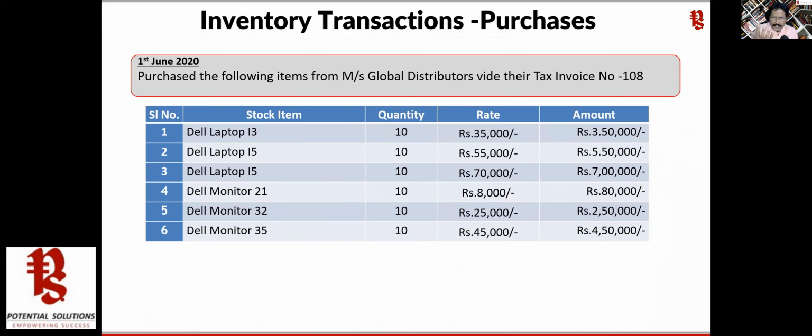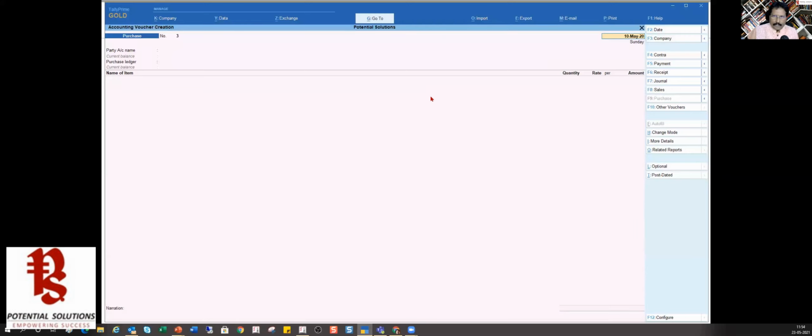Now, if you take the Global Distributors invoice, you will see that the item is going to be there, quantity is going to be there, rate is going to be there, and the amount is also going to be there, exactly the replication of the physical invoice that you are having. For you to make an entry, Tally gives you an interface where you can enter exactly like the physical invoice. So that's your item invoice.